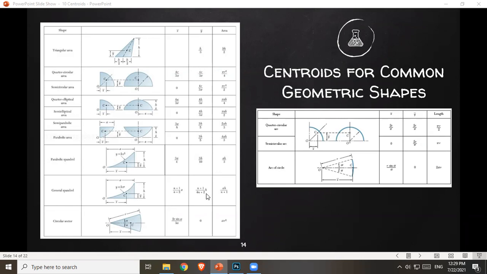And then y bar again is n plus 1 over 4n plus 2 times h. Again, n is the degree of your parabola. And then the general equation for the area of a spandrel is ah over n plus 1.